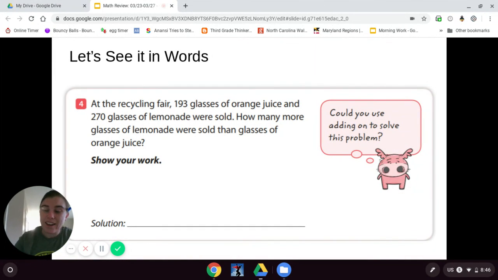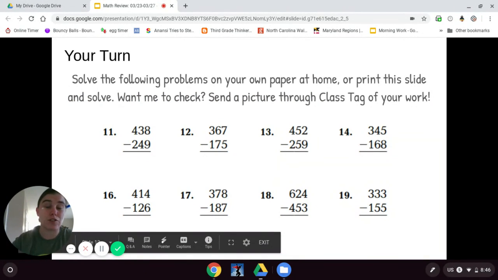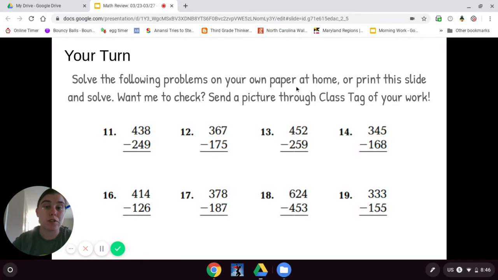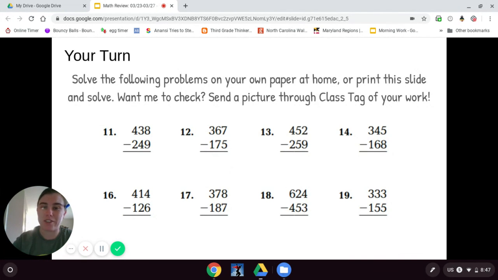Alrighty. The last page, just like yesterday, is going to be practice for you to try on your own. So again, solve the following problems on your own paper at home, or if you can, print this slide and solve. If you want me to check, send a picture through class tag of your work. If you find these really easy and you're looking for a challenge, whoops, sorry, I don't have my challenge page. I'll upload a challenge page later today for you to try.